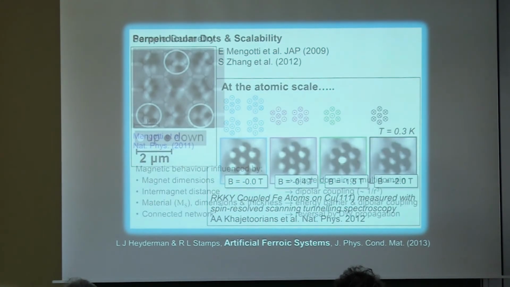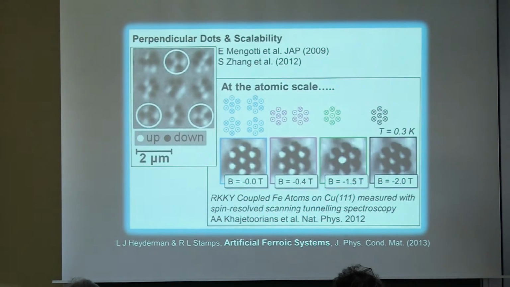This is an example from another one of the speakers at this workshop. This is RKKY coupled iron atoms on a copper substrate. And one can see differences if one increases the magnetic field.